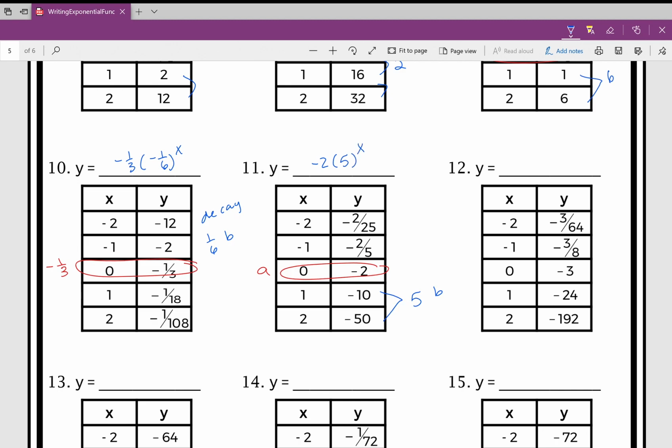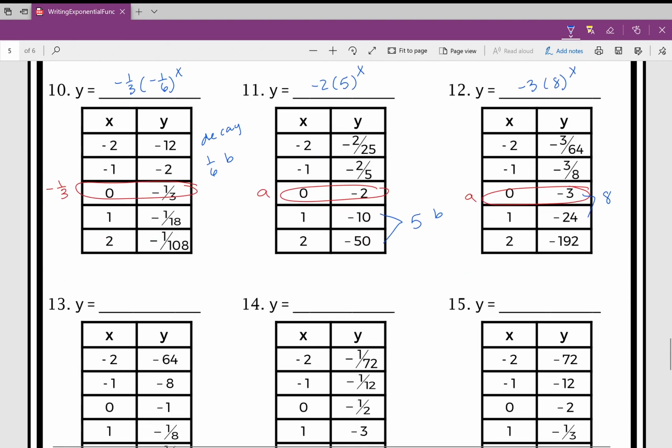Go ahead and work on number 12. For number 12, you should have got that the y-intercept is -3, so this is your a value. And then for your b value, you should have noticed that this was growing by 8 because -3 times 8 gives you -24. So then your answer should have been -3 parentheses 8 to the power of x.